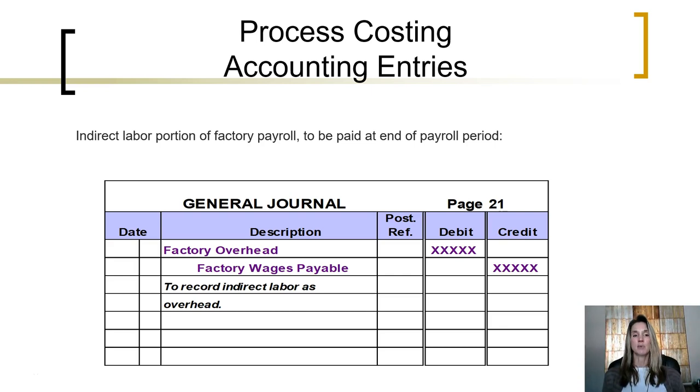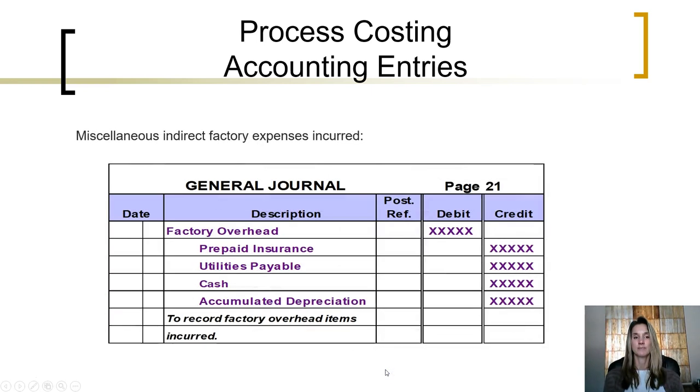The indirect labor portion of factory payroll: actual indirect labor costs are debited into the factory overhead clearing account and credited to factory wages payable, or cash if paid immediately. As other indirect factory overhead costs are incurred, those actual indirect costs are debited into factory overhead and credited into the appropriate account.